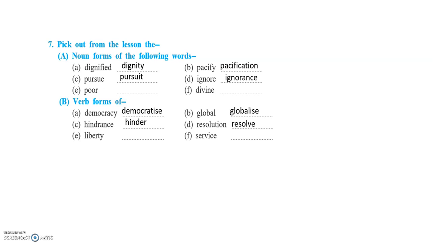And pick out from the lesson the antonyms of. Now this all is from the lesson. Antonyms, you know what is antonyms? It is the opposite word, right? So you have ignorance, that will be knowledge. If you have immortality, it is mortality. So likewise you'll do the others.